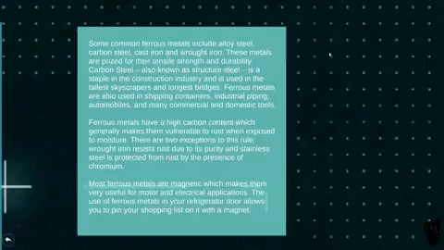Ferrous metals have got a high carbon content, which makes them a bit vulnerable to rusting when they're exposed to the atmosphere. There are two exceptions to that. Wrought iron does resist rust due to its purity, and stainless steel is protected from rust by the presence of chromium in the mixture, the shiny chromium. Most of the ferrous metals are magnetic, so it's a good way of checking which one it is if you've got a magnet in your pocket.